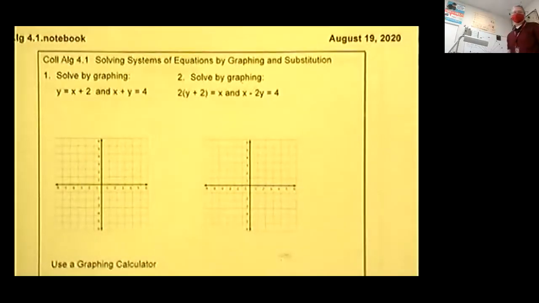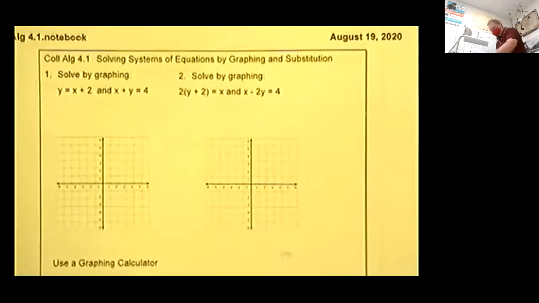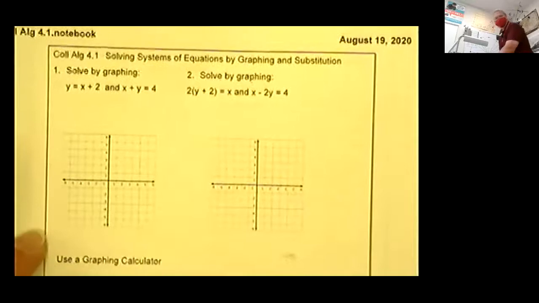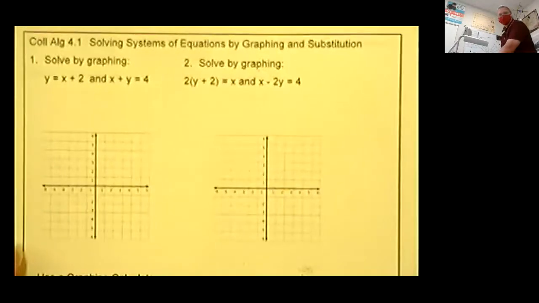Solve systems of equations by graphing. So there's three methods. We're looking at two today: graphing and substitution. And then tomorrow we'll look at elimination, the third type. All right, here we go. How do we solve by graphing?